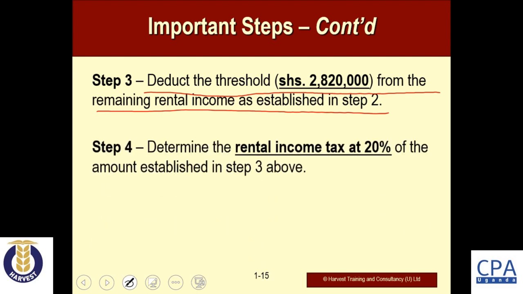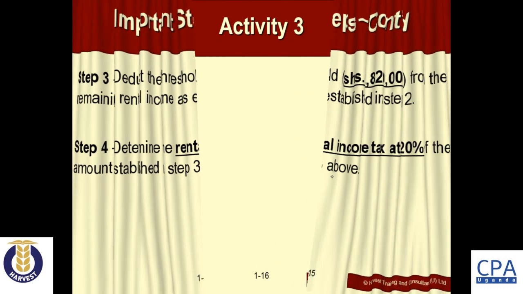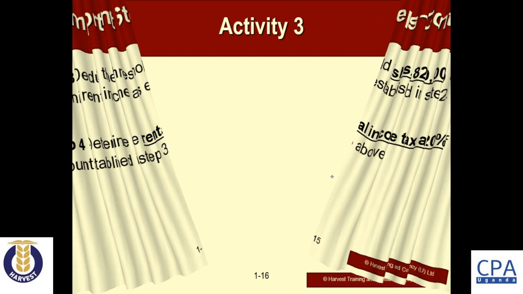And then finally, we move into step number 4, where we determine the rental income tax, which is given at a rate of 20% for the amount established in step number 3. So the figure that remains after the treatment in step number 3 is going to be taxed at a rate of 20%. This means that according to the prevailing laws right now, the tax that is charged is 20%. So these are the very important steps that we take in determining the rental income tax liability of a resident individual. And of course, we are going to support our discussion with an activity, and this is activity 3.